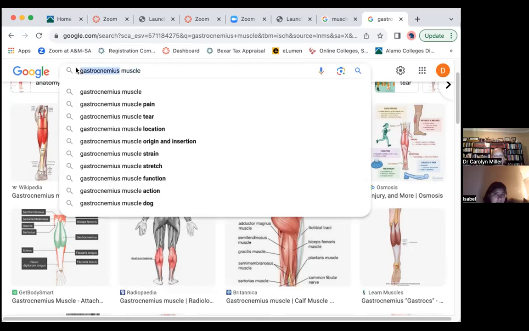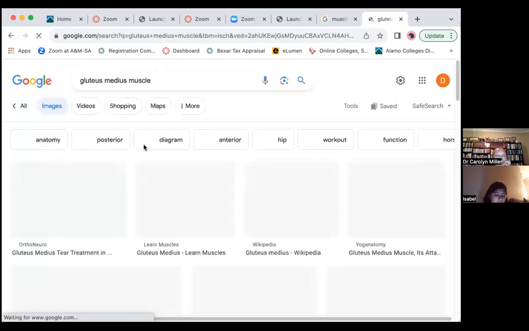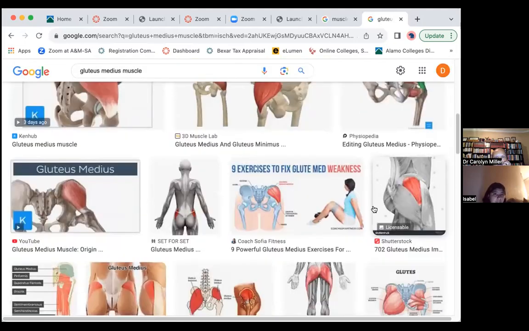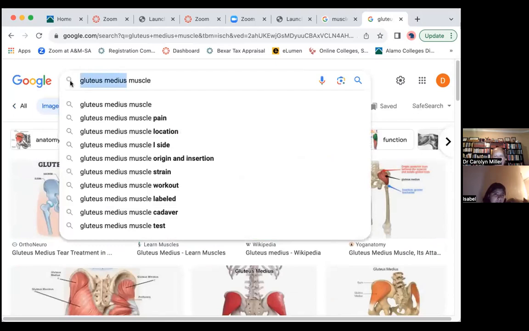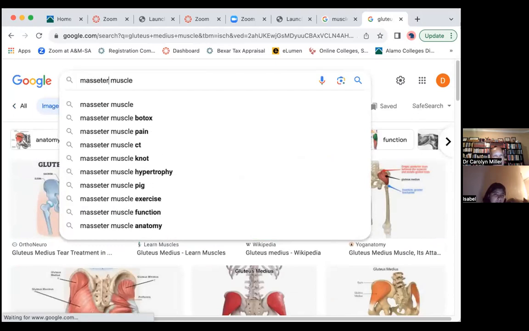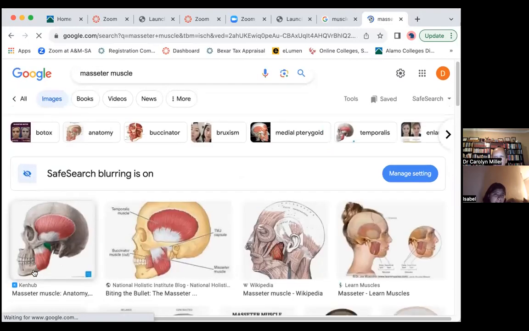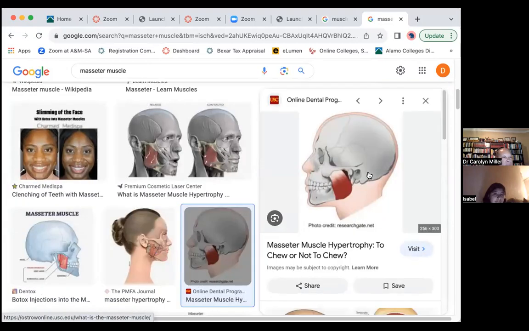The gluteus medius muscle. Oh, it's in red again. Name the muscle in red. The masseter. This one, it's the only muscle in this diagram. So name this muscle.